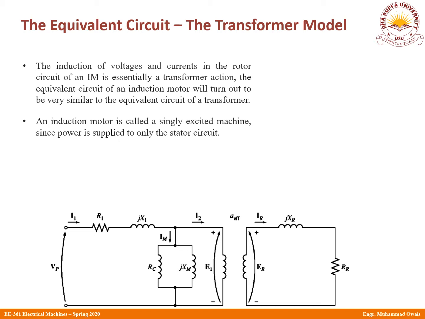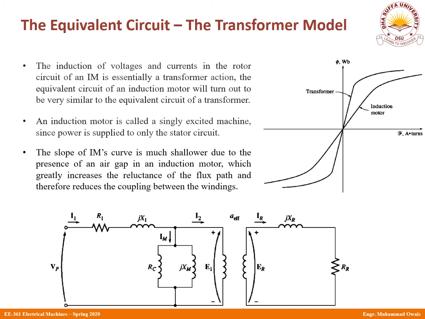Okay, now if you have a look at this equivalent circuit, you will see that there are some resistances. This R1 is the resistance of your stator, whereas X1 is the leakage reactance of the stator. On the other side you will see you have XR and RR, and the rotor is actually shorted so that current can flow. This is what is actually happening in a practical induction motor. Okay, now there is another effect.